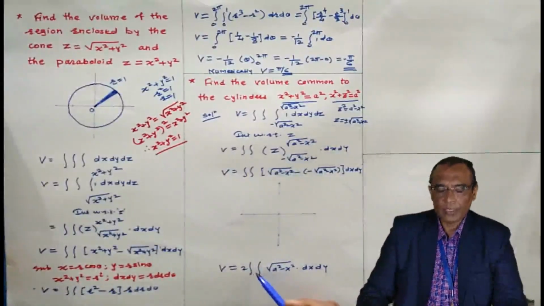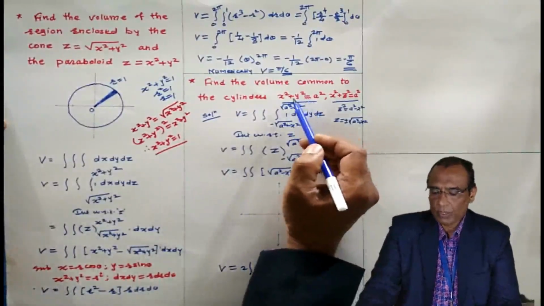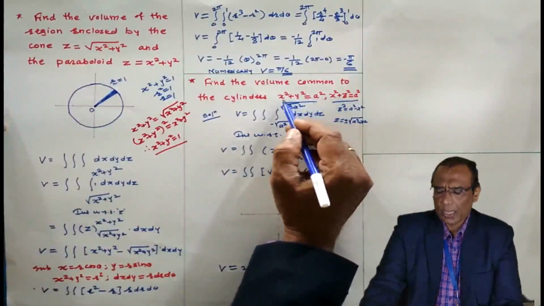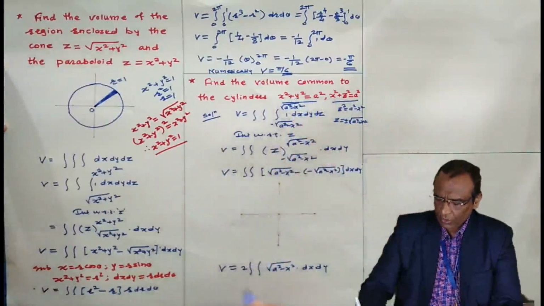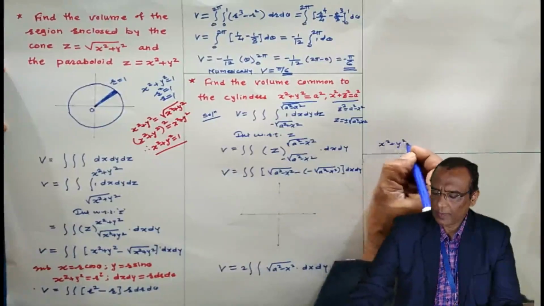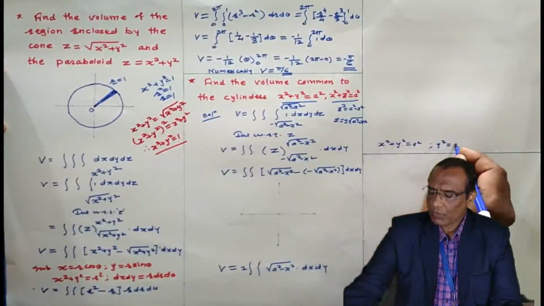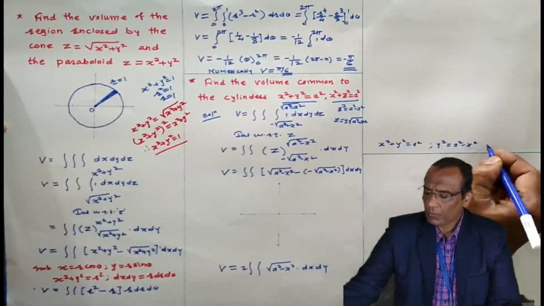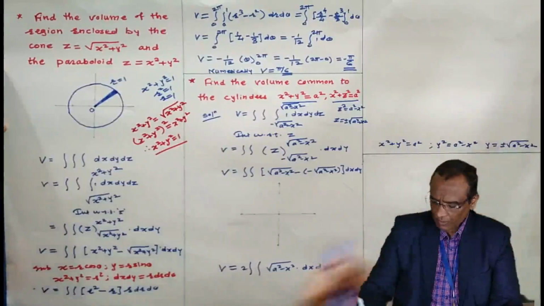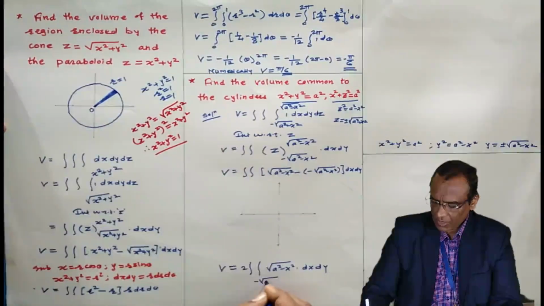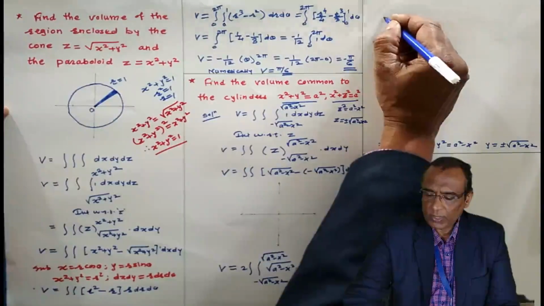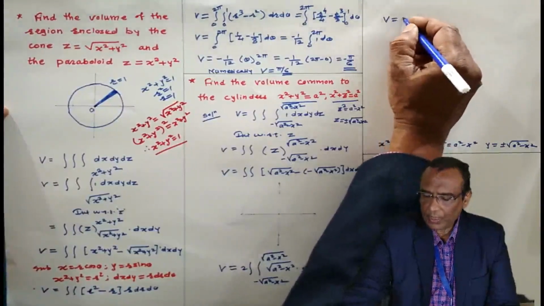Double integral we are evaluating on the projection of the region common to these two. Here the projection is directly given to you: x square plus y square equals a square. Then y square is equal to a square minus x square. The two values of y we are getting, y is equal to plus minus under root of a square minus x square. Therefore the limits are minus under root of a square minus x square and plus under root of a square minus x square. Before that, I am going to use the property of definite integral.